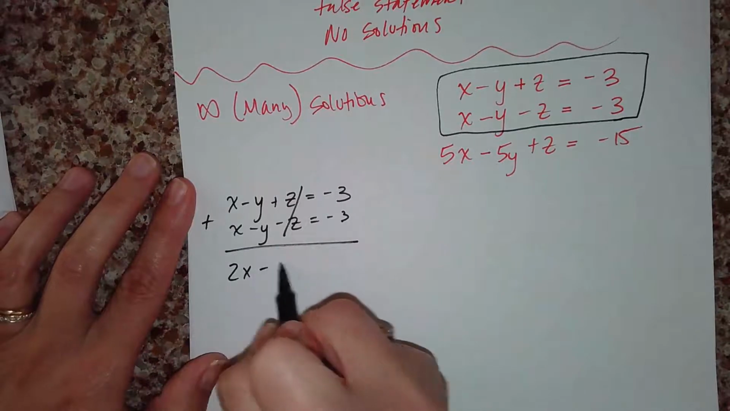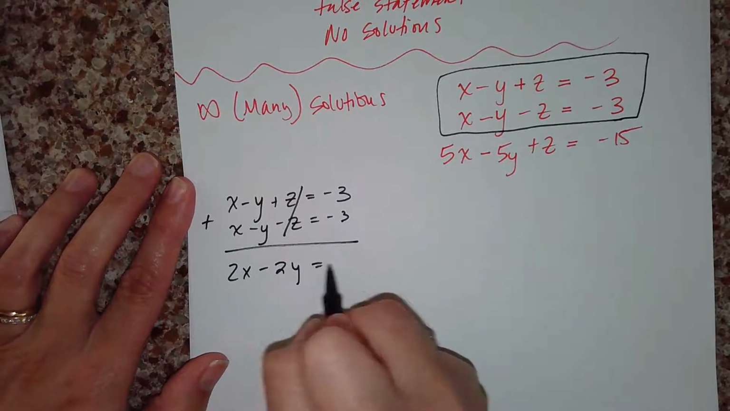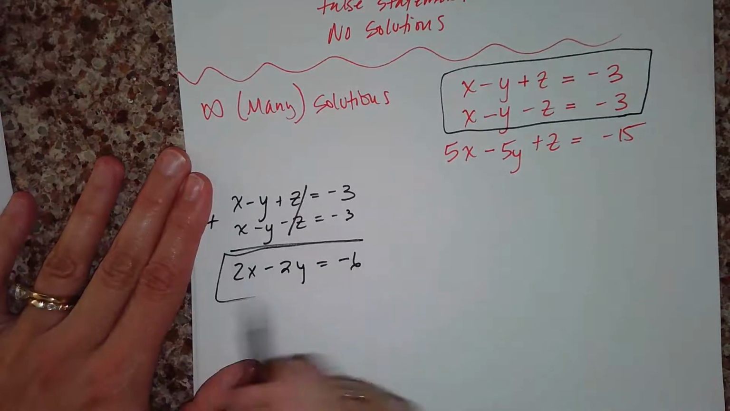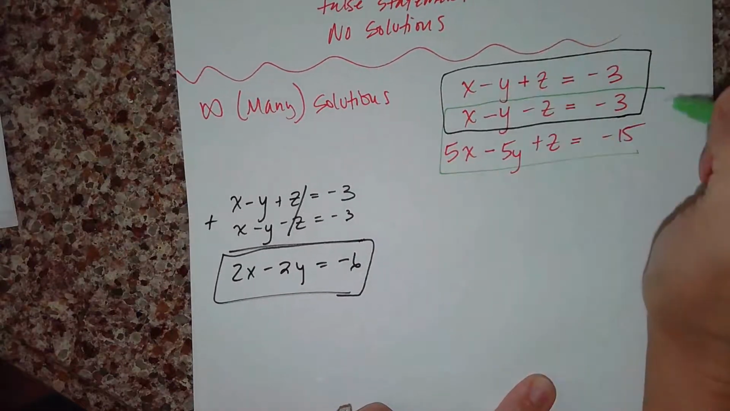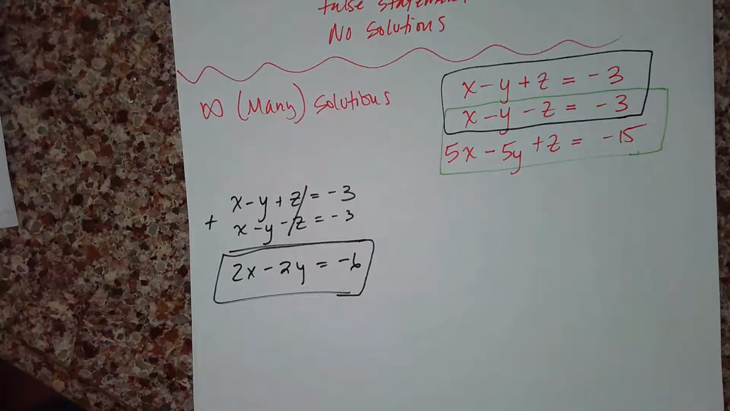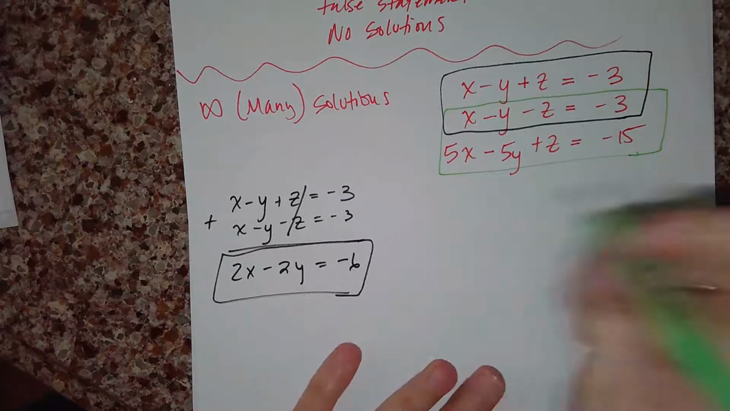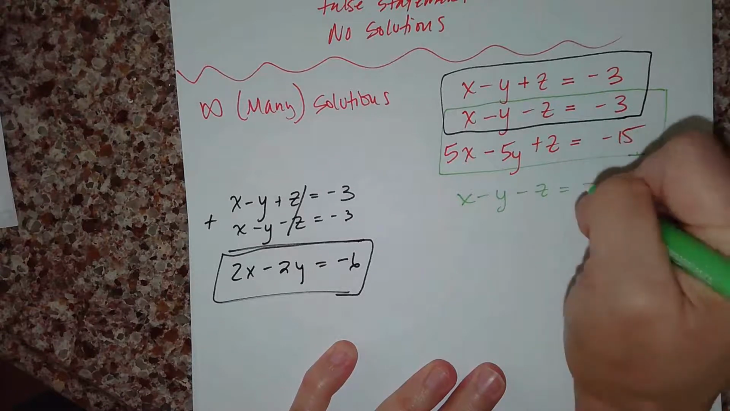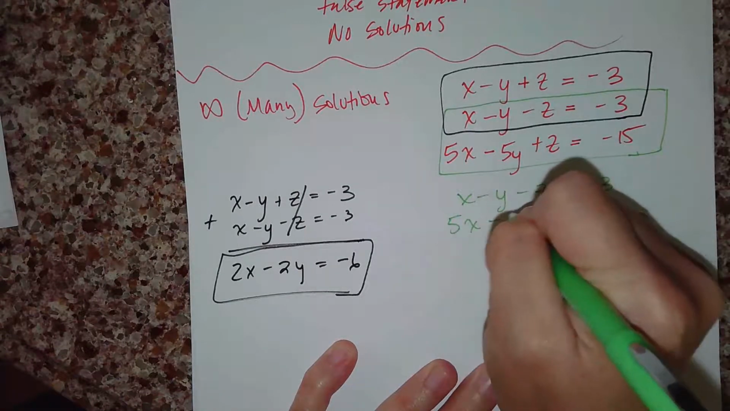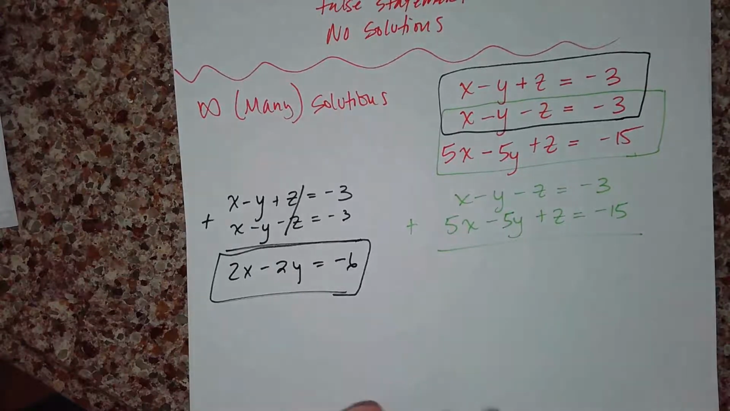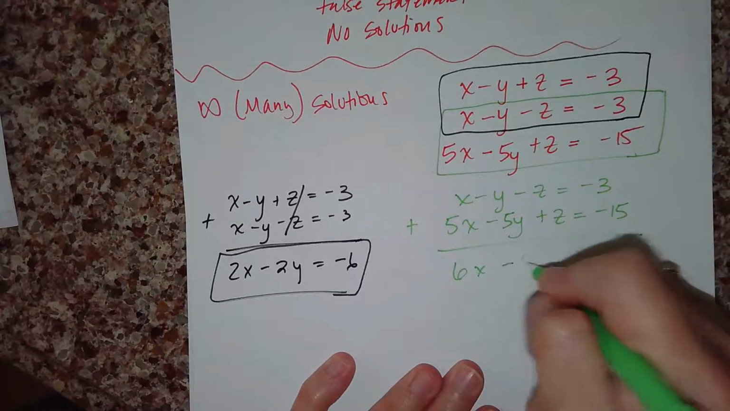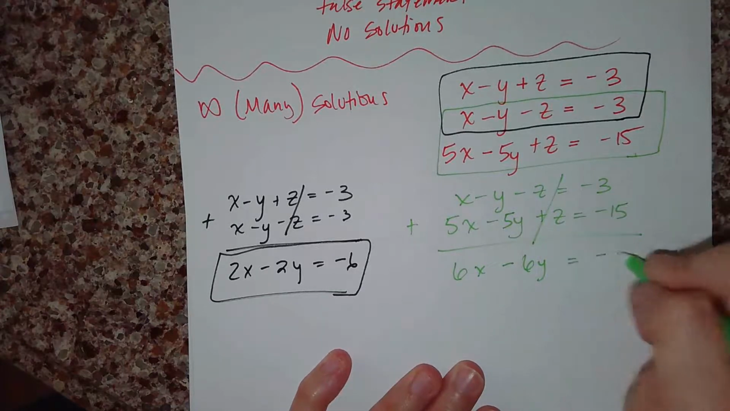So I get 2x minus 2y equals -6. So far it looks good. I'm like, okay, things are going well, right? I'm going to take the second two equations, these two. Remember, I need to get rid of the same variable, the z's. So I have x minus y minus z equals -3 and 5x minus 5y plus z equals -15. If I solve them, the z's cancel, and I get 6x minus 6y equals -18.